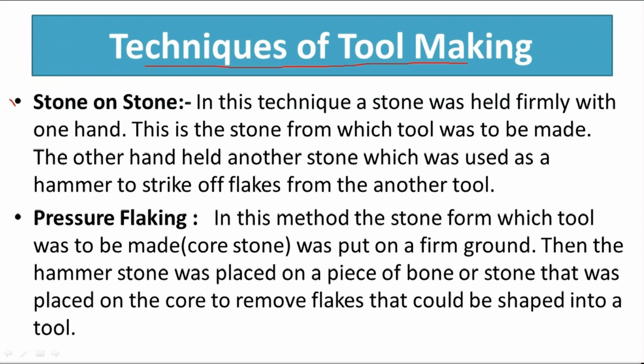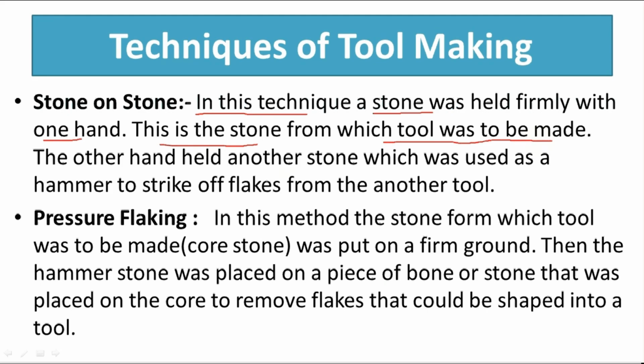The first technique, stone on stone, and the second technique was pressure flaking, which were used mostly by the early humans at that time. Stone on stone technique was most common. In this technique, one stone was kept formally in one hand, and this was the stone from which the tool, I mean to say axe, spearhead, was to be made.